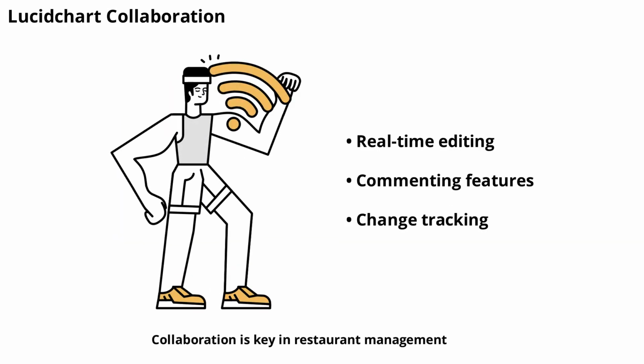Collaboration is key in restaurant management, and Flowchart excels here. Multiple team members can edit diagrams at the same time, leave comments, and track changes. This ensures that everyone, from managers to kitchen staff, is aligned on the latest plans. Real-time updates mean no one is left out of the loop, making teamwork more efficient and reducing the risk of errors.